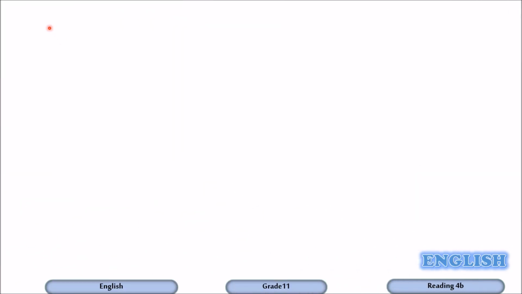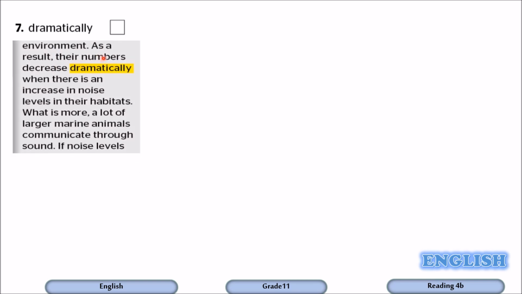Number 7, and the word dramatically. When something happens dramatically, how does it happen? Let's read and find out. As a result, their numbers decrease dramatically when there is an increase in noise levels in their habitats. So, how do numbers decrease? They decrease dramatically. So dramatically goes with F. And let's read the definition. When something happens dramatically, it happens in a way that is sudden, obvious, or surprising.